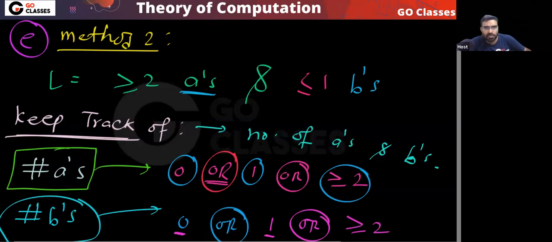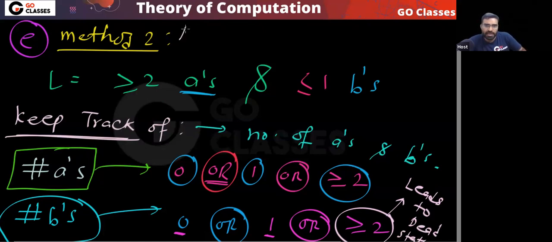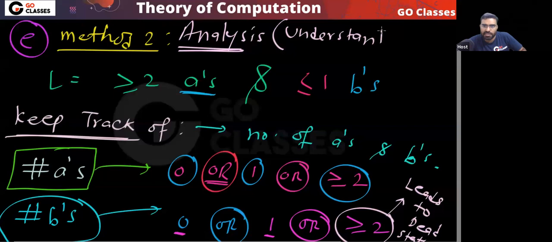equal to 2, that is not acceptable. Agree with me? This is not acceptable. This leads to dead state. Do you agree with me? This leads to dead state. Please tell me. This method 2 is simple analysis. See, this is your method 2. We are just understanding and analyzing. Please tell me, so far, is this analysis clear?